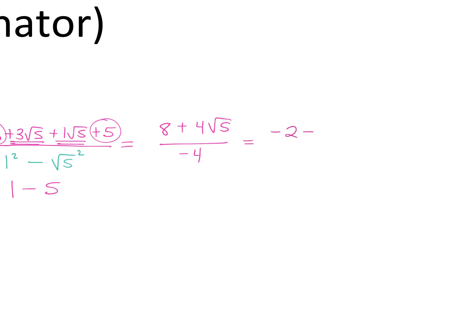minus, that's a 1. You don't have to put the 1 there. You can put the 1 there, times rad 5. And technically it is over a 1 then, if we're dividing by a negative 4. So your best answer here would be negative 2 minus rad 5. Okay?